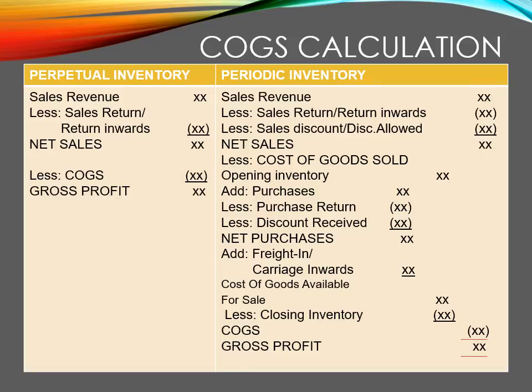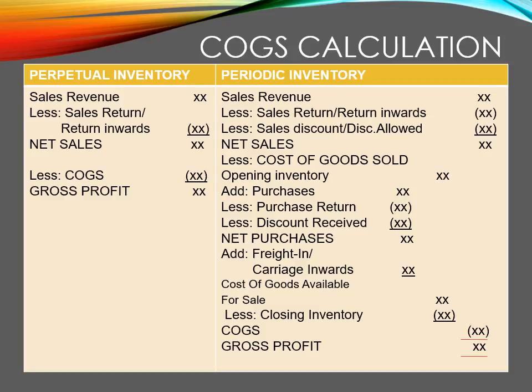And you will deduct the closing inventories, then you will have the value of cost of goods sold. Once you determine the value of cost of goods sold, then you deduct it from the net sales, and you will arrive at the value of gross profit. So it's a long way to get the value of your gross profit if you use the periodic inventory system.